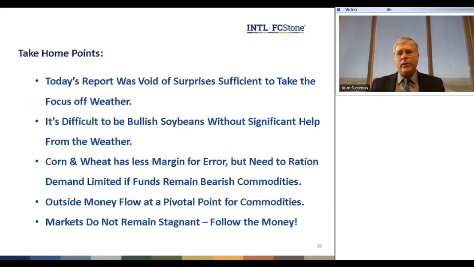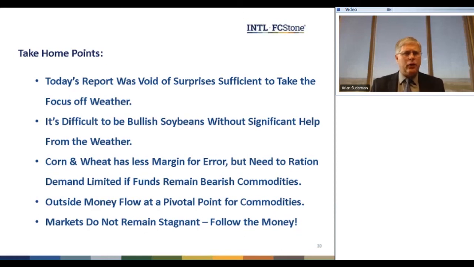Today's report was basically void of any surprises significant enough to change the sentiment. The sentiment is bearish toward the commodity sector at large, but we're in a weather market, a seasonal weather market. So the question is, how far will we run? That'll depend on how far this adverse weather goes. Does it break next week? Does it extend into late June, where it can do a little bit more damage?